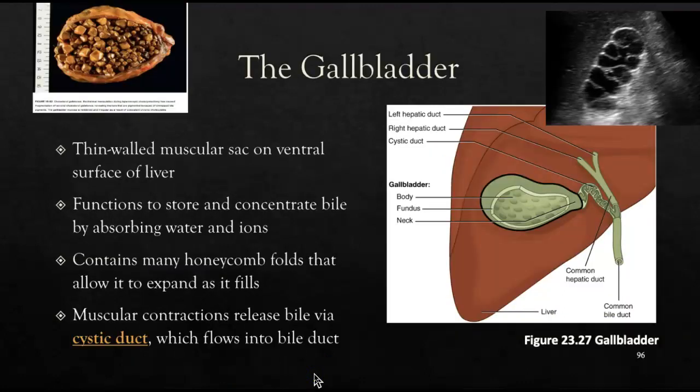Now let's talk about the gallbladder. The gallbladder is going to be a thin-walled muscular sac on the ventral or anterior surface of the liver, and its job, once again, is to store and concentrate the bile by absorbing water and ions. If we look inside the gallbladder, we can see this honeycomb fold that will allow it to expand as it fills. We also have muscles within the wall here so that it can contract and release that bile through the cystic duct and flow into the common bile duct that will then go through the hepatopancreatic ampulla and into the duodenum.